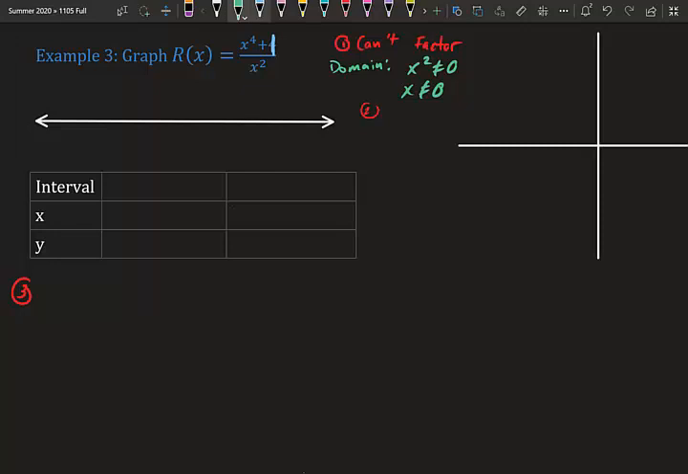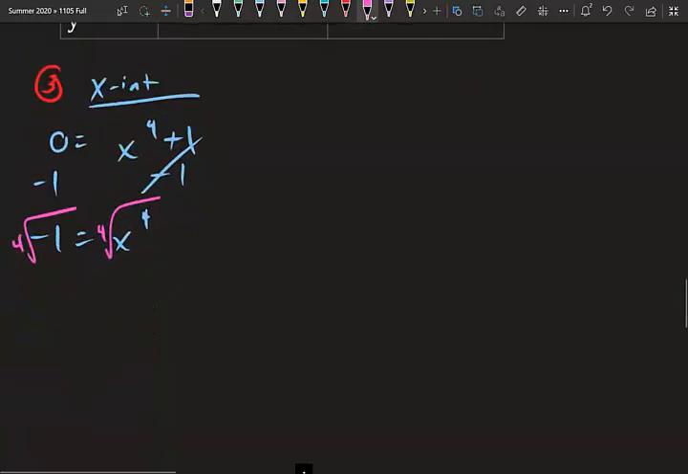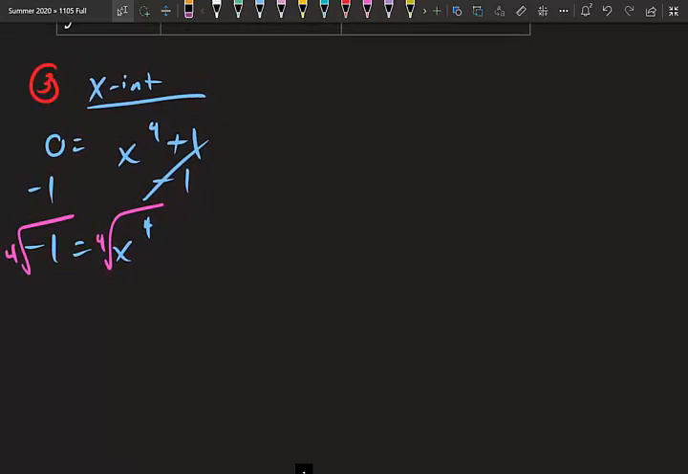So for our x-intercept, looking at the top, we set it equal to 0. Let's try and solve here, so I'm going to subtract 1. And then I need to take the 4th root because it's x to the 4th. Now, I cannot take the 4th root of a negative number. Even roots, it's like this. I can't do that because remember it's i.